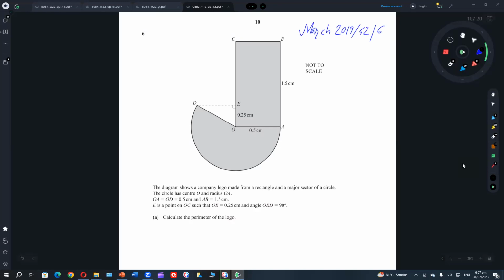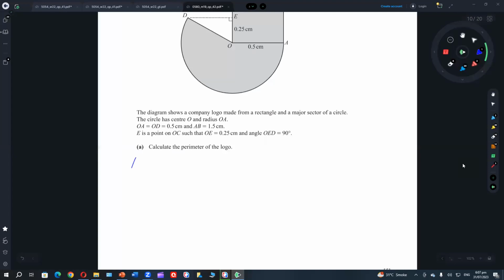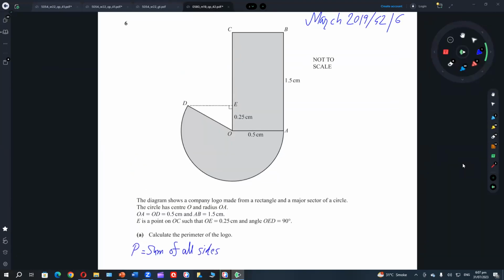Perimeter means, remember this concept, the sum of all sides. So I have a side 1.5, but I don't have any other side. It's 0.25 given, and there is no CB. CB is 0.5, so I will write 0.5 here.